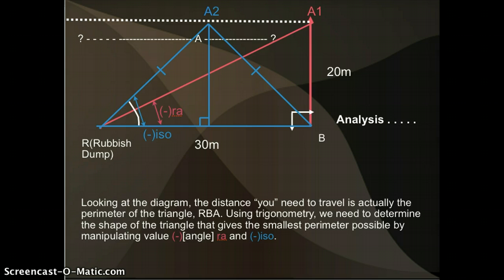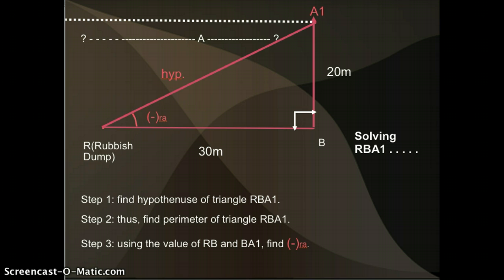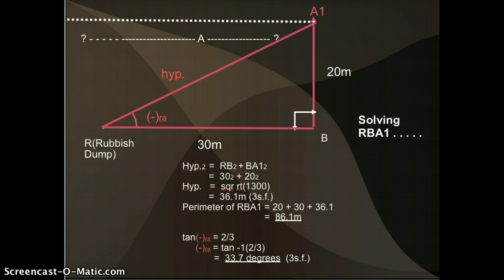Looking at the diagram, the distance you need to travel is actually the perimeter of the triangle RBA. Using trigonometry, we need to determine the shape of the triangle that gives the smallest perimeter possible by manipulating the angle RA and angle ISO. Step 1. Find hypotenuse of triangle RBA1. Step 2. Thus, find perimeter of triangle RBA1. Step 3. Using the value of RB and BA1, find angle RA. The calculations are as follows.